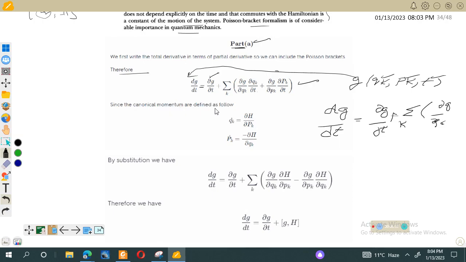Since the canonical equations are defined as q dot k equal to partial h over partial p_k and p dot k equal to minus partial h over partial q_k, dg over dt is equal to partial g over partial t plus the sum of partial g over partial q_k times dq_k over dt. Here dq_k over dt is q dot, so you can substitute for this.